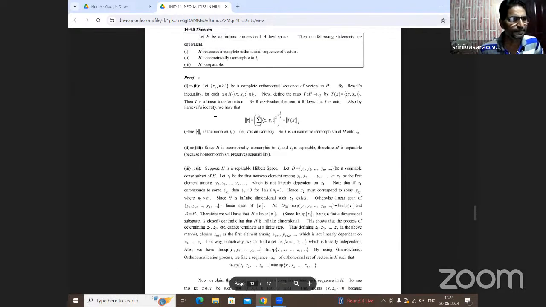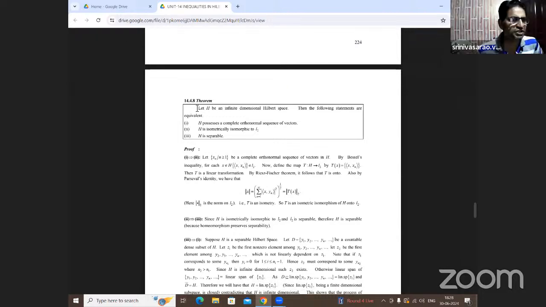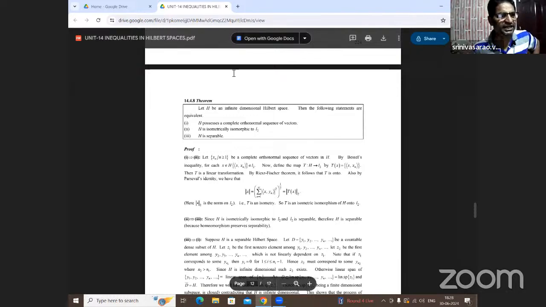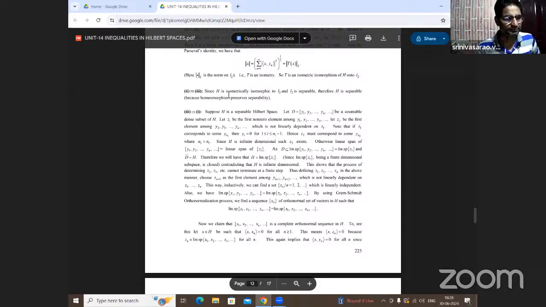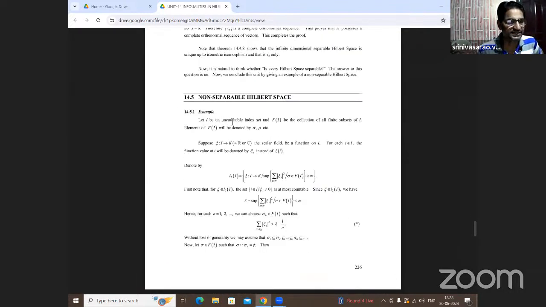14.4.7. And if it is not given, 14.4.8 is repeated a number of times. 14.4.7, 14.4.8. Directly, that is for long answer questions.